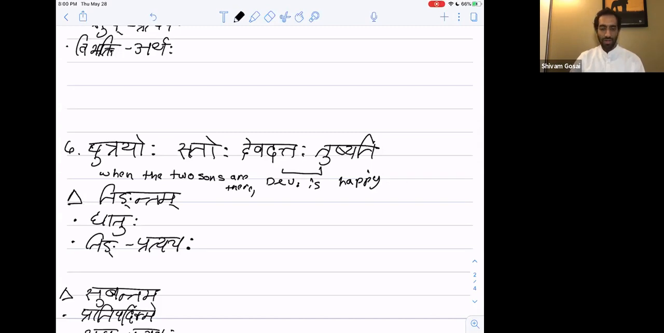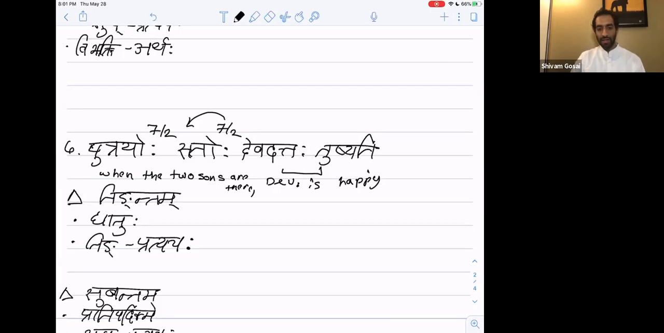Putrayoho satoho, it's 7-2. So when the two sons are there, Devadatta tushyati, Devadatta is happy, is joyful. Putrayoho satoho. So notice how this is 7-2. So the Sati Saptami will also get declined in matching format. So it's satoho instead of sati. So it doesn't look exactly like sati, but it's satoho.